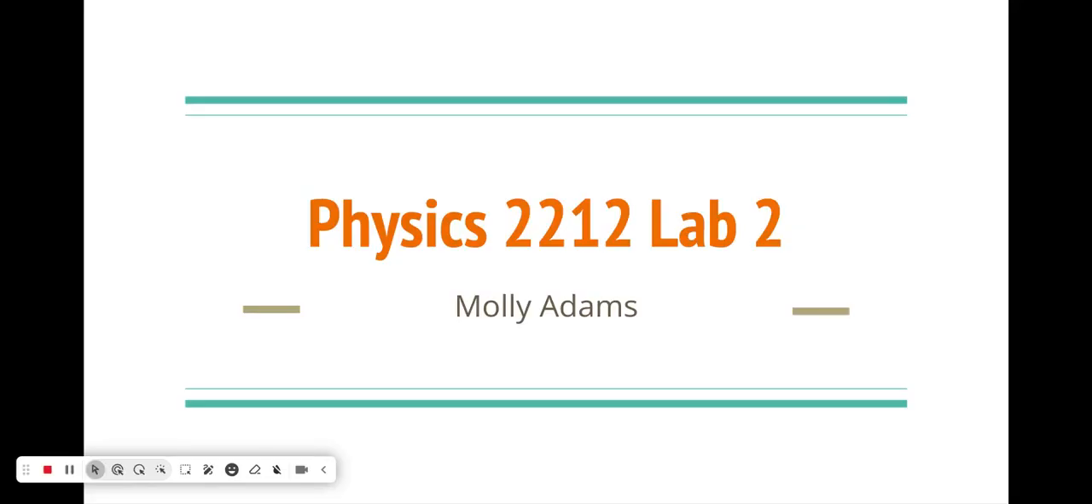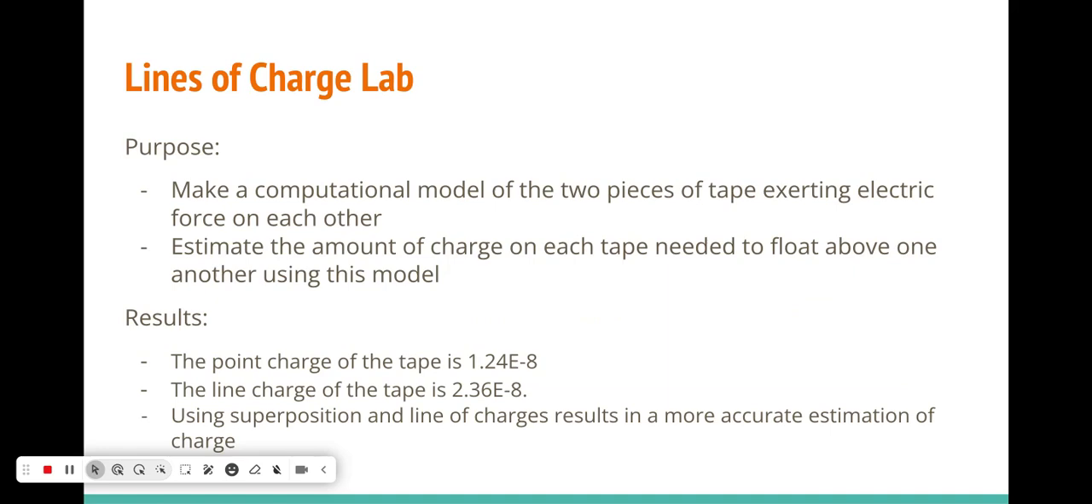I'm Molly Adams, and this is Physics 2212 Lab 2, Line of Charge. So the purpose of this lab is to create a computational model of the tapes used in the last lab, but now instead of a point charge, they're going to be represented as a line of charge.